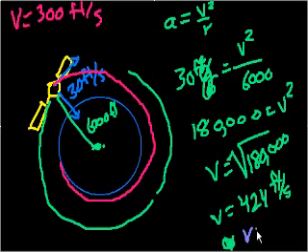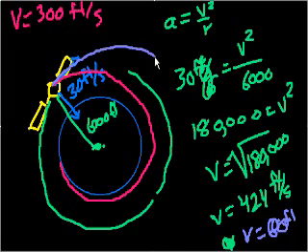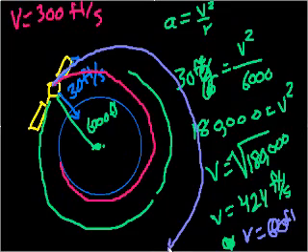And then what happens if its velocity is too fast? What happens in the case where its velocity is, I don't know, 600 feet per second? Well, in that case, the object will have enough velocity to actually escape the orbit of the planet.